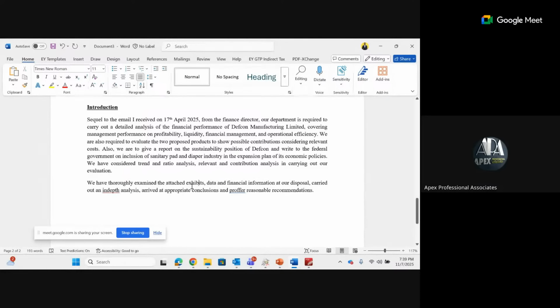The step to say, okay, you have considered all the necessary exhibits, the data, the financial information, and let's even say financial and non-financial information, because we have both at our disposal, carried out an in-depth analysis, arrived at appropriate conclusions, and provided reasonable recommendations for the board to consider.